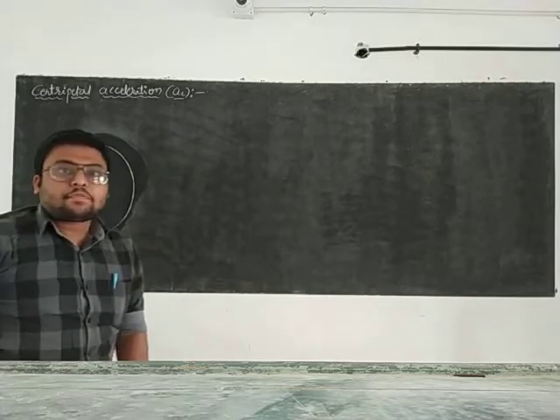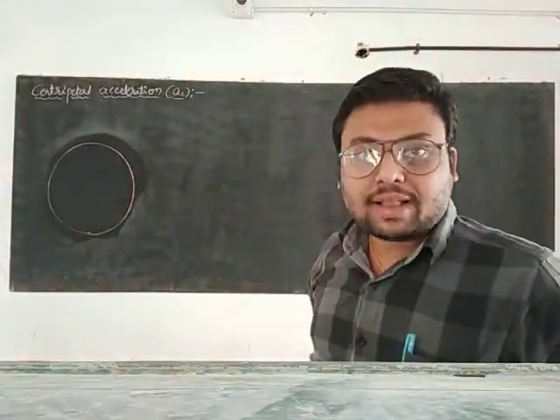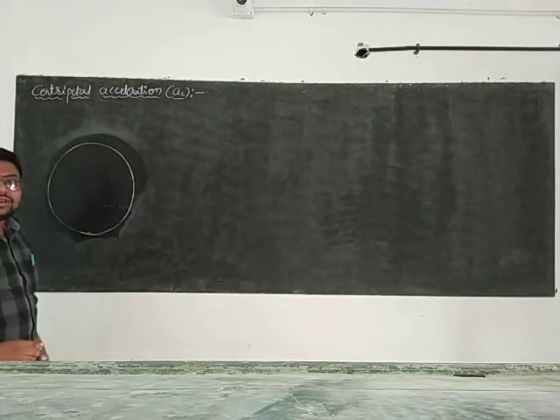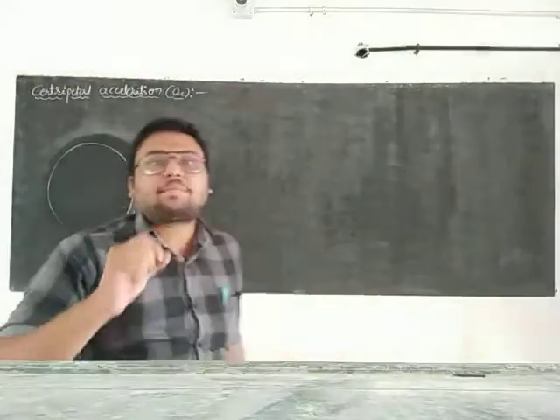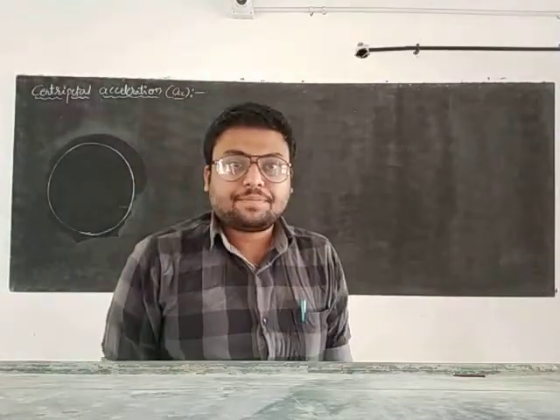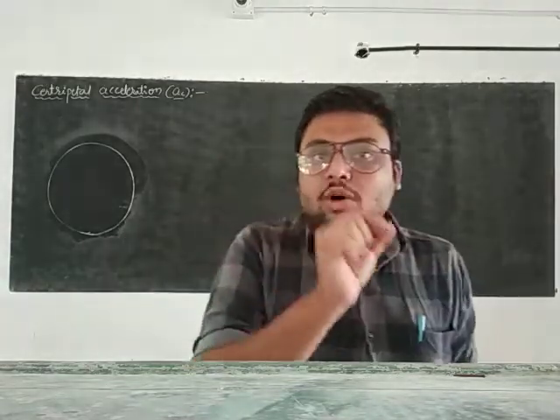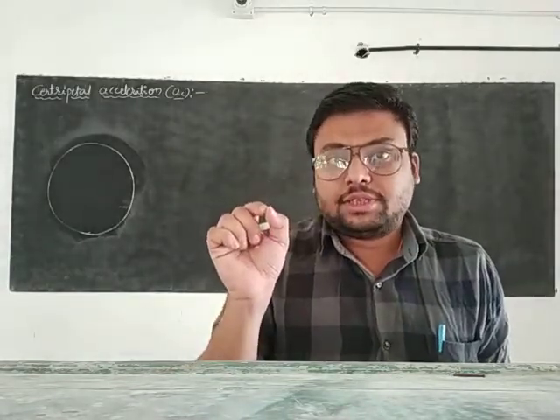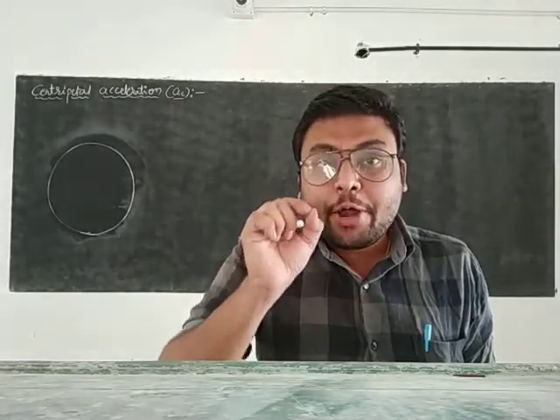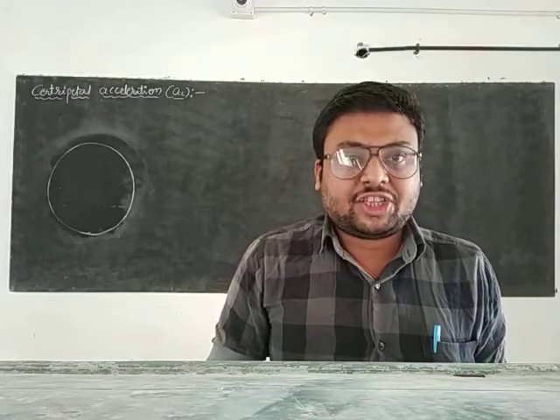It's a circle, I mean a circular path. The acceleration of a particle moving in a circular path is called the centripetal acceleration. So if any particle or object is moving along a circular path, then whatever acceleration is produced in that body is called the centripetal acceleration.